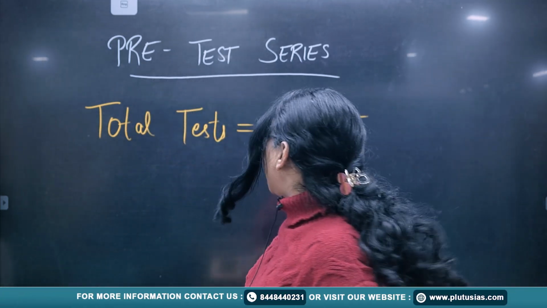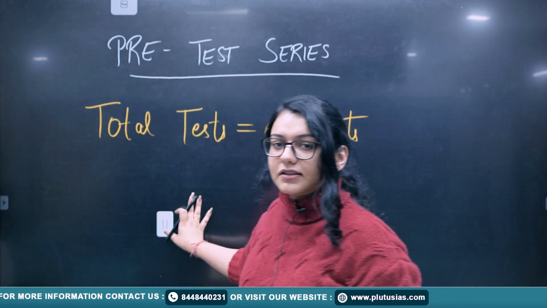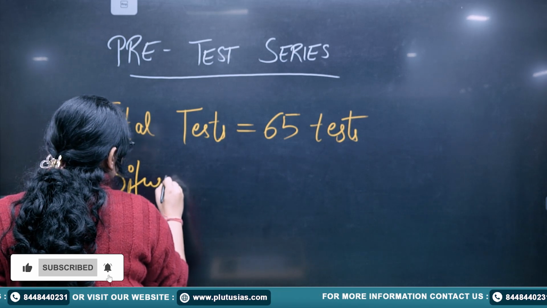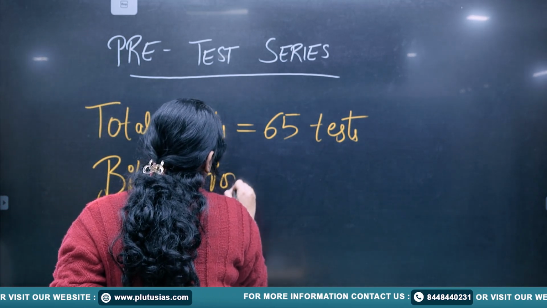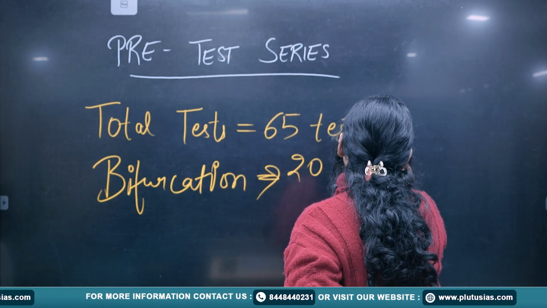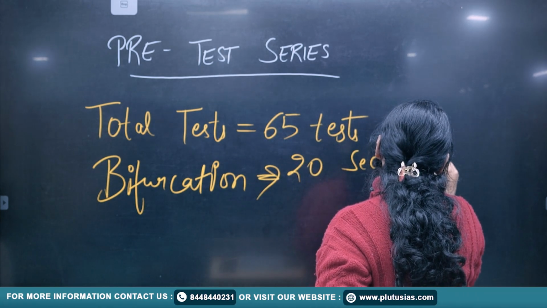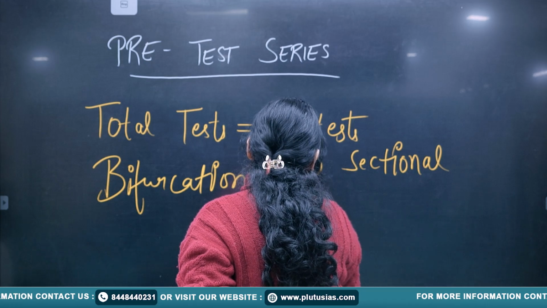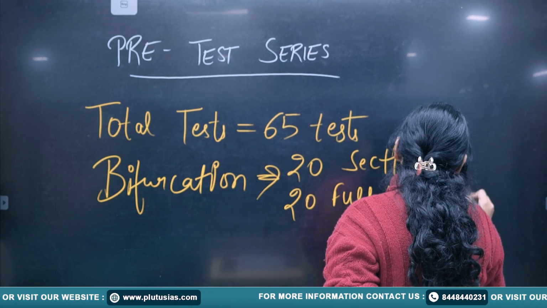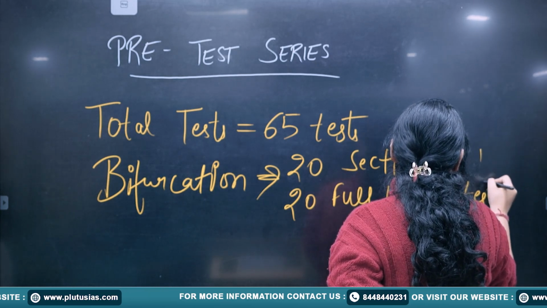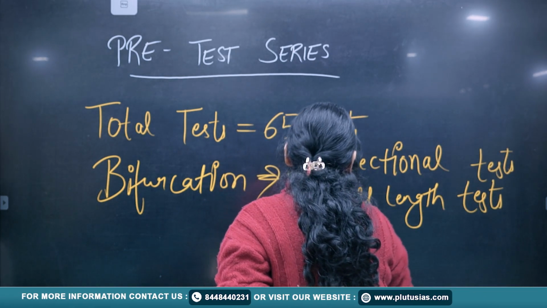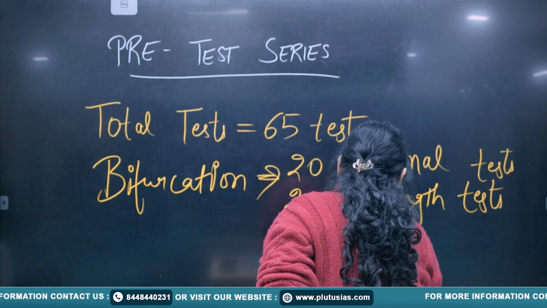And if I talk about the bifurcation, like the bifurcation of 65 tests, how it will be conducted, then bifurcation will be like this. So bifurcation will be, there will be 20 sectional tests. Okay, and 20 full length test. Sectional test, full length test, and there will be around 25 your classic test.